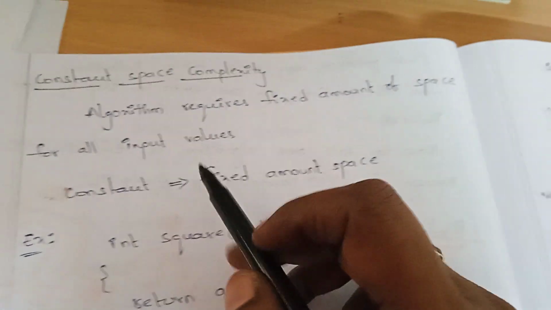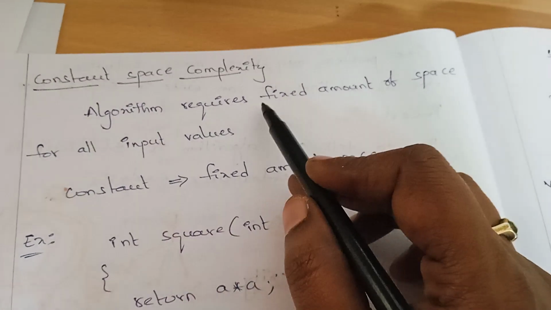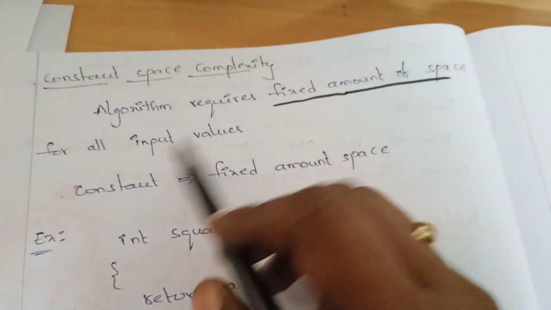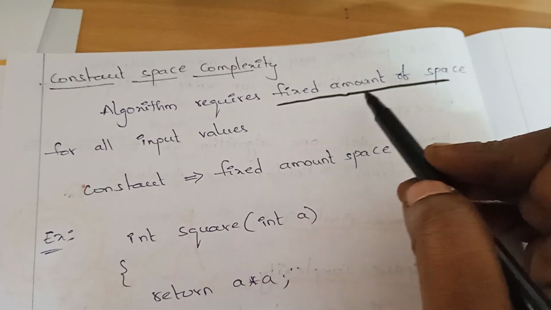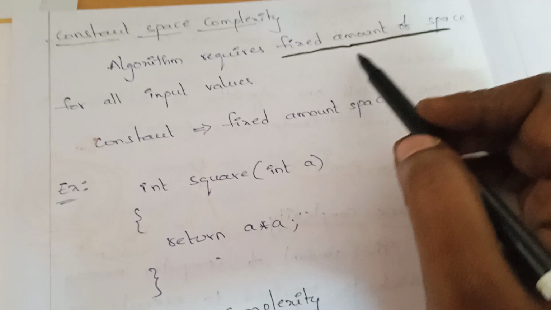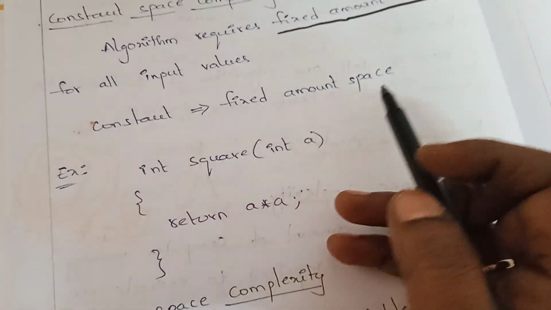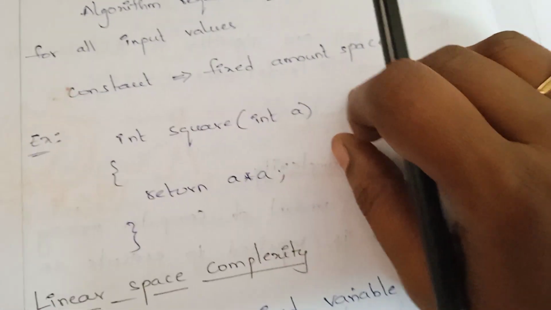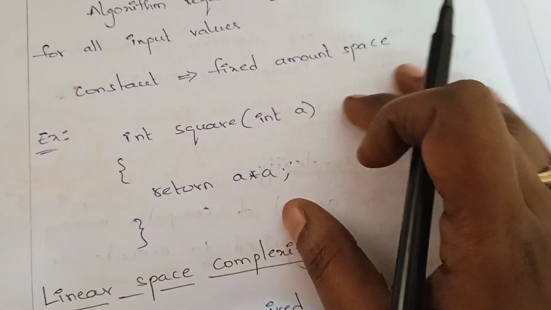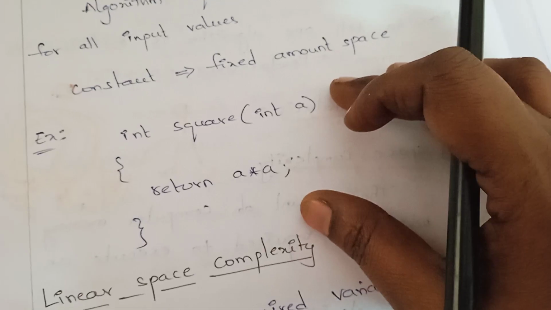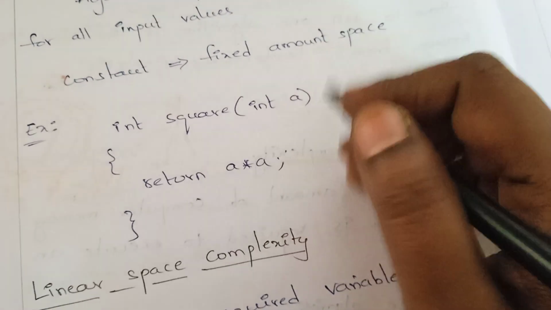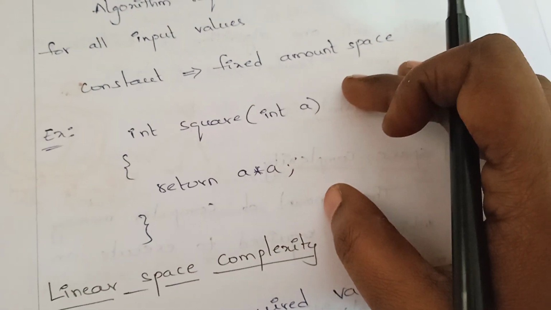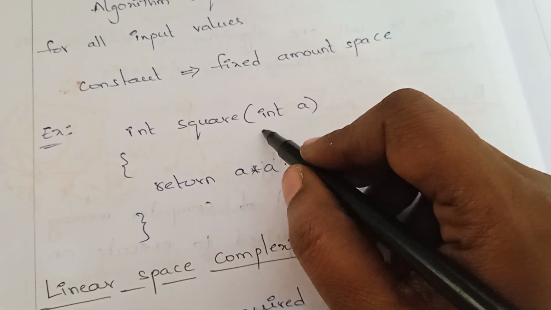Now look at this. An algorithm that requires a fixed amount of space for all input values is called constant space complexity. It's constant, a fixed amount of space. Now look at this example. I believe you can understand something from this example. So here is a function, or a small algorithm, to find the square of a number. So what is the space complexity of this? How many variables do I have?